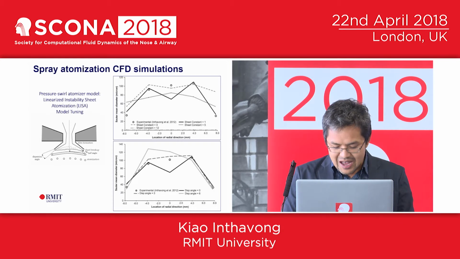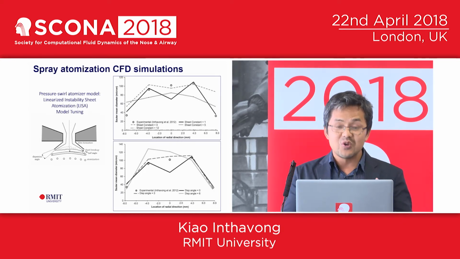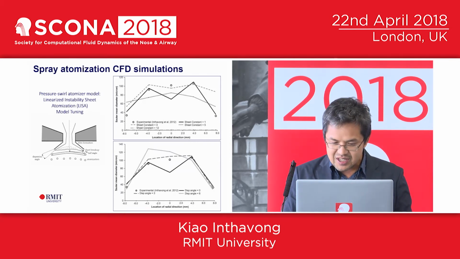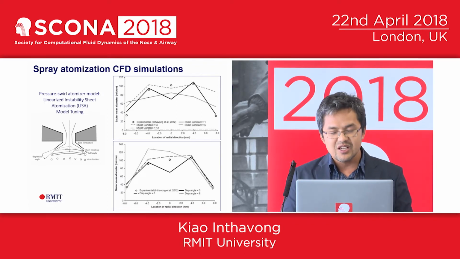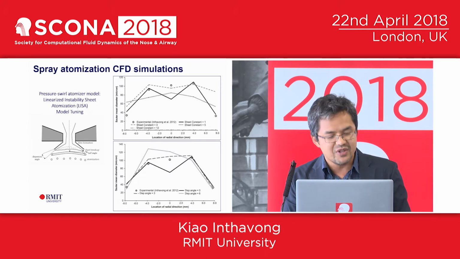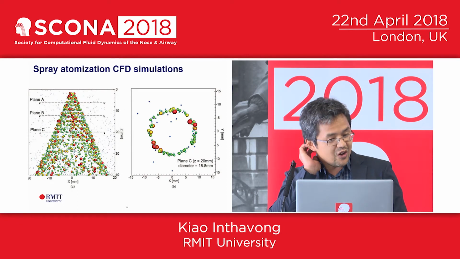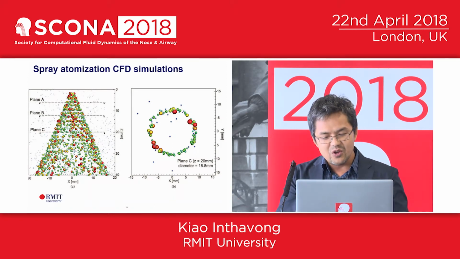Okay, so I think I have to hurry. We can also include the spray atomization model inside Fluent, and we use a model called LISA, linearized instability sheet atomization. Through our experiment, we can tune that model and change a few constants so that the distribution of particles that come out matches the experimental data. And this is the visualization of the atomized model, and we can see that indeed it is a hollow cone.